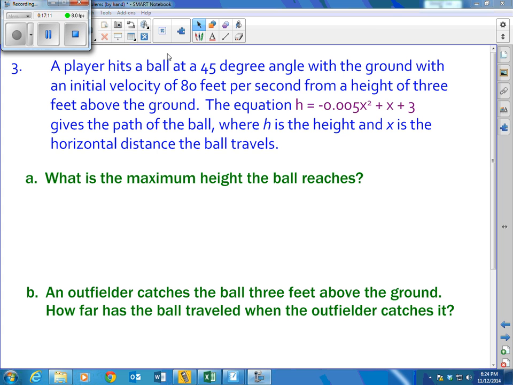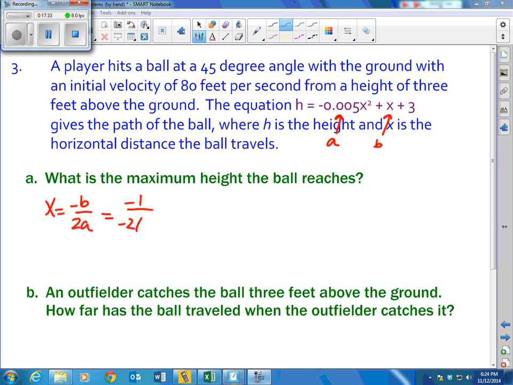All right, so here's the deal. Again, I will start with negative b over 2a. Here is your a. Here is your b. So when I do negative b over 2a, I will have the opposite of 1. So I will have negative 1 over negative 2 times negative 0.005, which gives me negative 1 over negative 0.01, which gives me 100. Okay, that's the x value.